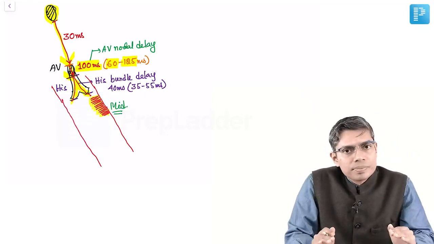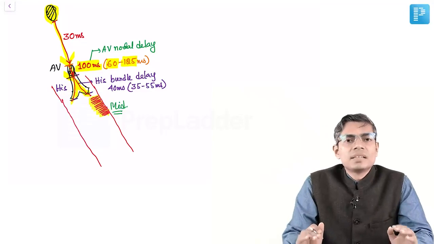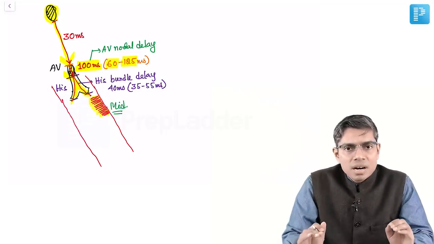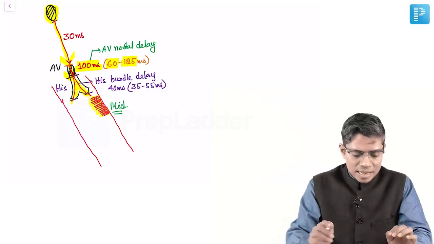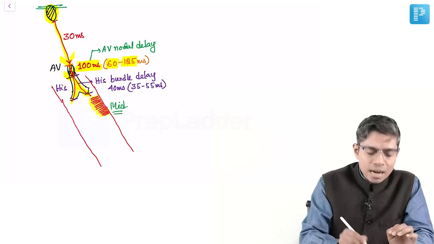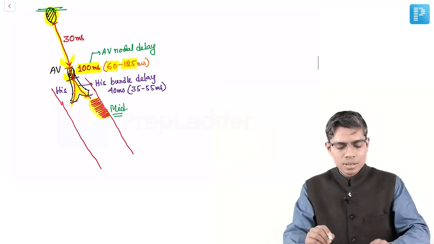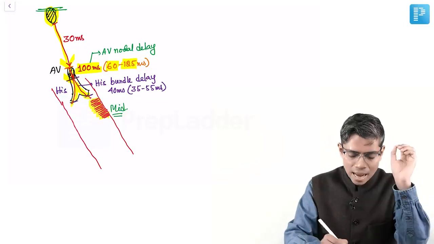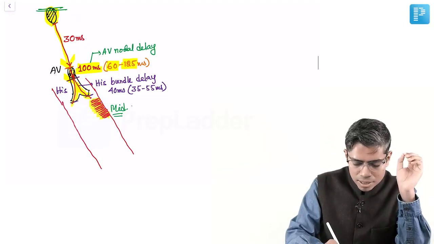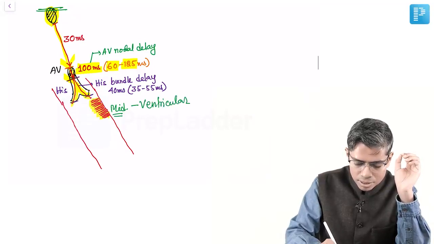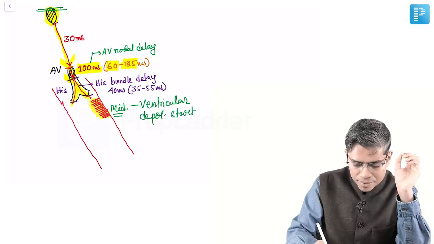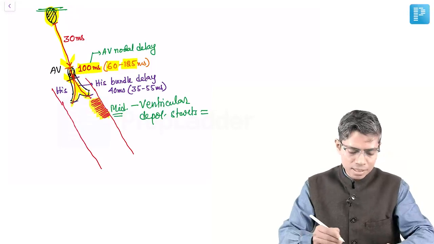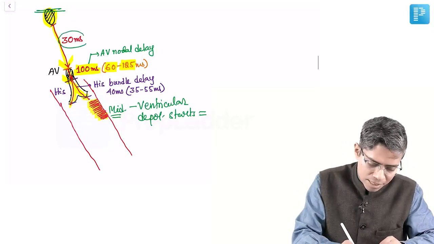So if I ask you, at which time point does the ventricular depolarization start for the first time? Look at my question. Suppose whenever the SA node is producing one impulse, that is the 0 time point. At which time point will this ventricular depolarization start? So this is the ventricular depolarization starting point. Okay, at which time point? Your answer is very simple, 30 millisecond.